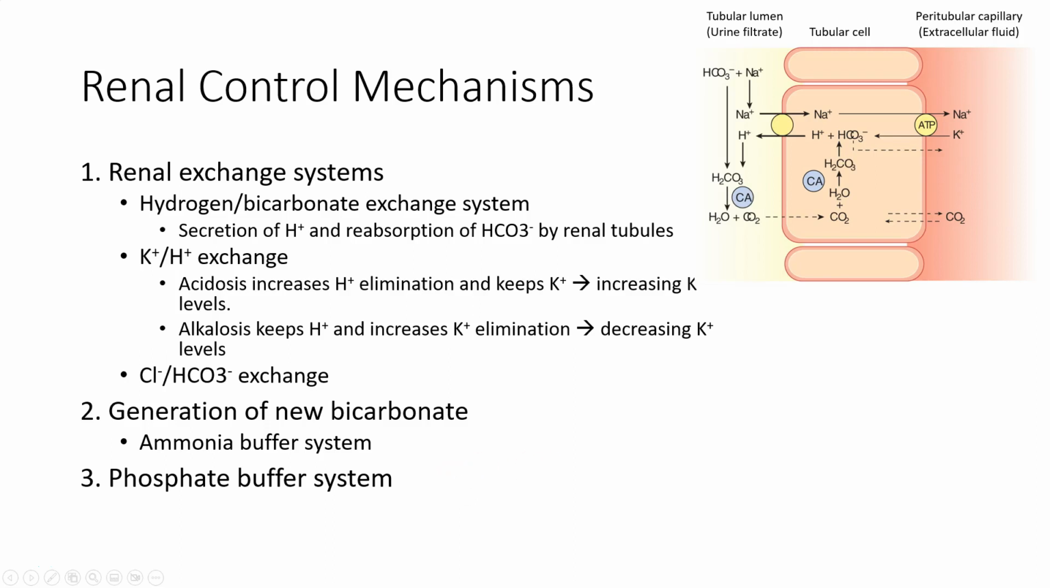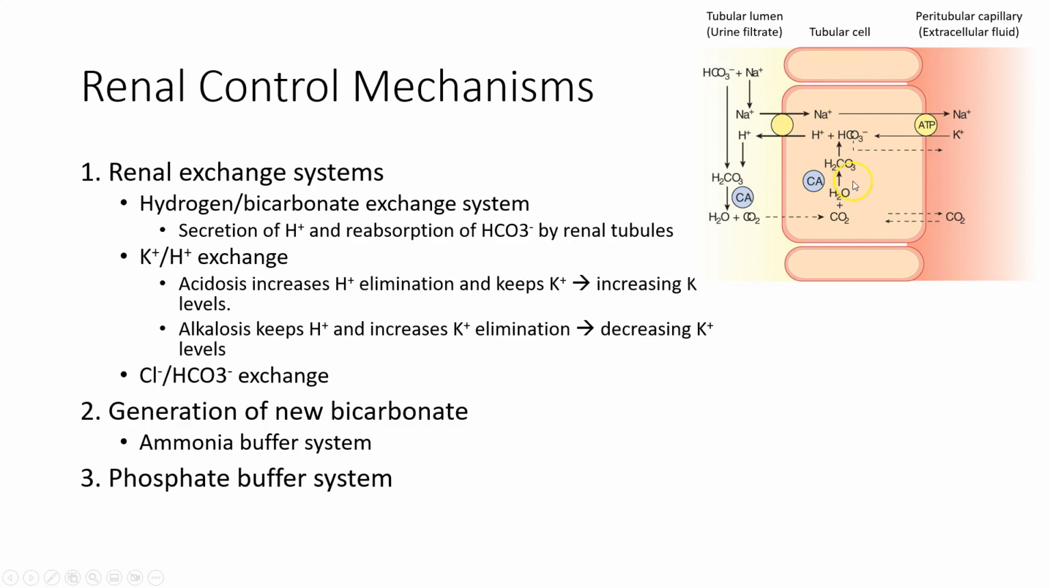And then finally, we'll talk about our renal control mechanisms. The first, we'll look at our renal exchange systems. So one is the hydrogen bicarbonate exchange system. Bicarbonate is found in the filtrate, and it is key to this buffer system. But the cells in our tubule are not permeable to bicarbonate ions. So what happens is sodium ions are reabsorbed from the filtrate in exchange for hydrogen by this mechanism in the cells of the renal tubule. So you can see we're going to exchange sodium for hydrogen.